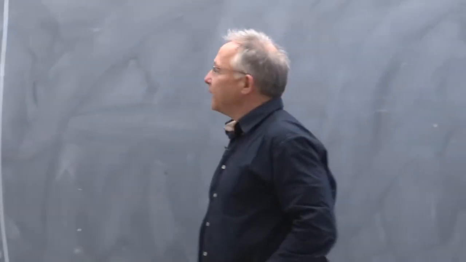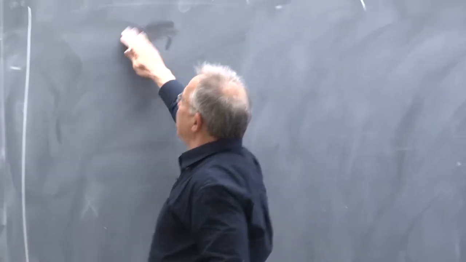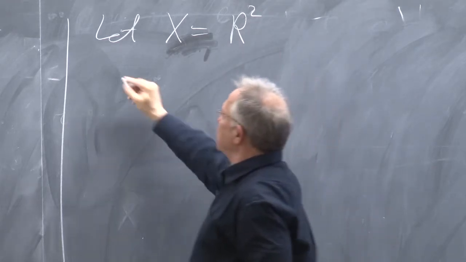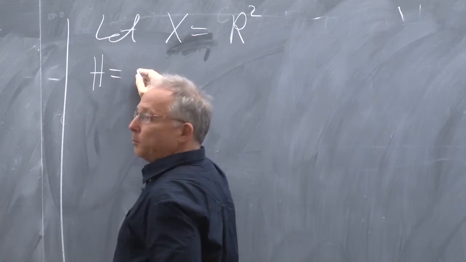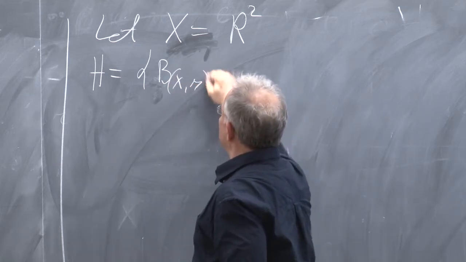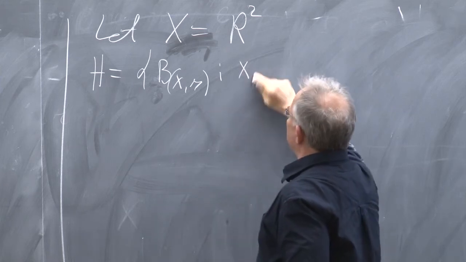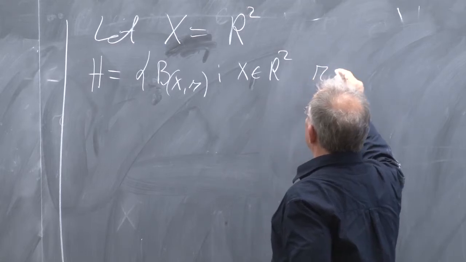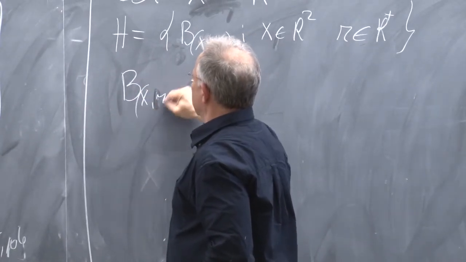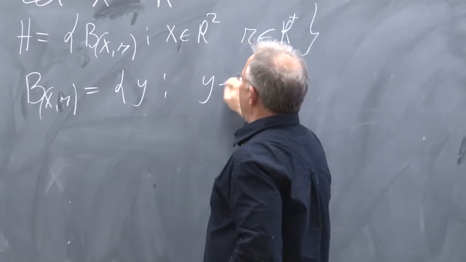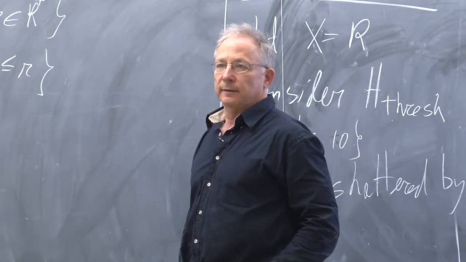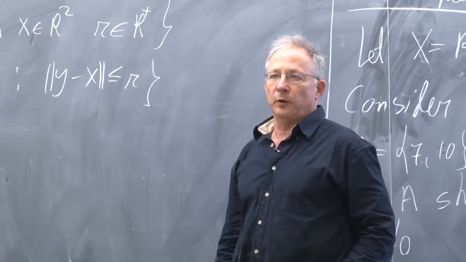Okay, so let's look at a little bit more interesting example. Let X be R², the plane, and H be the set of all balls. The set of all balls B(x,r) such that x is in R² and r belongs to R plus. So B(x,r) is the set of all y such that ‖y − x‖ is at most r. The set of all balls of radius r. But I take all radiuses, so H is the set of all balls.